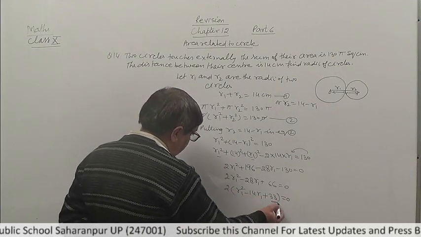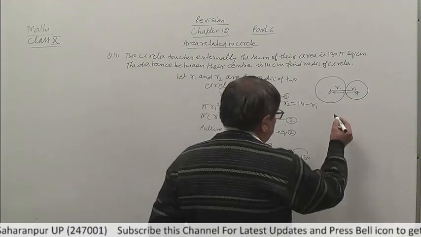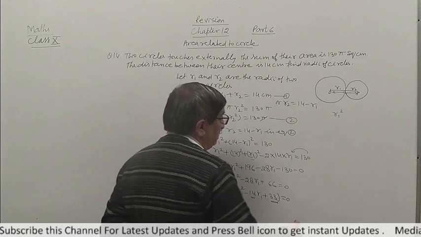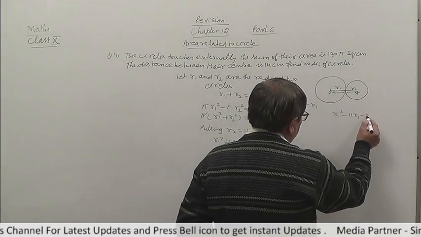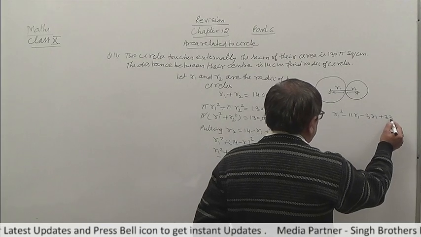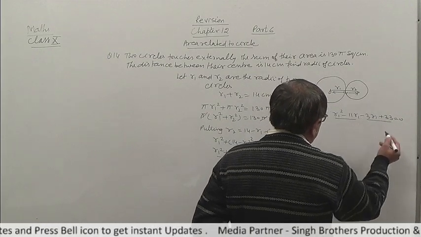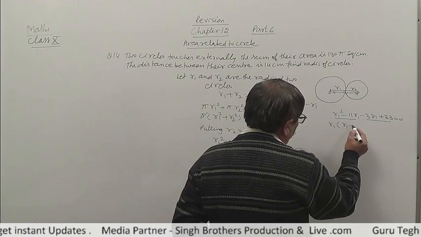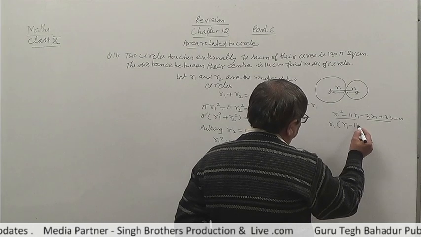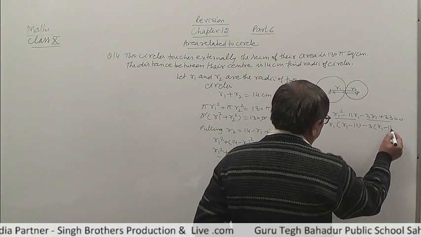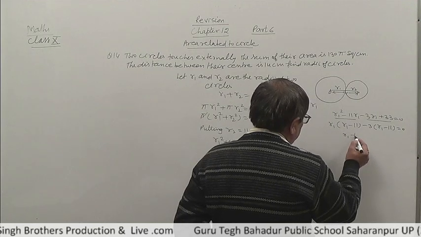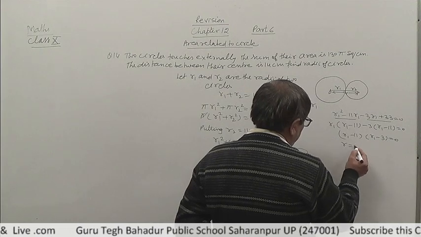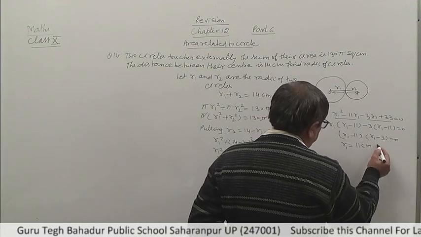Factors of 33 whose sum is 14: 11 times 3 is 33. So R1 square minus 11 R1 minus 3 R1 plus 33. Taking pairs and taking the common factor, R1 is common. R1 into (R1 minus 11) minus 3 (R1 minus 11). So (R1 minus 11)(R1 minus 3). R1 is 11 centimeter.